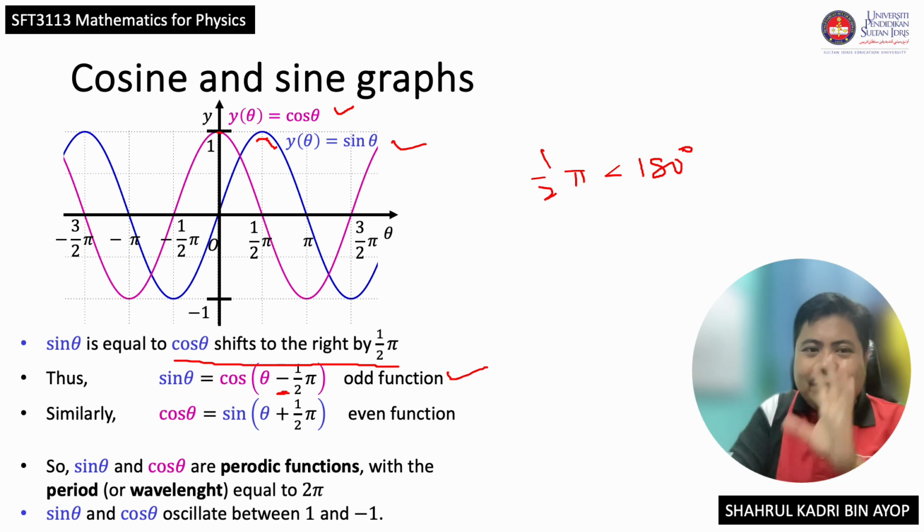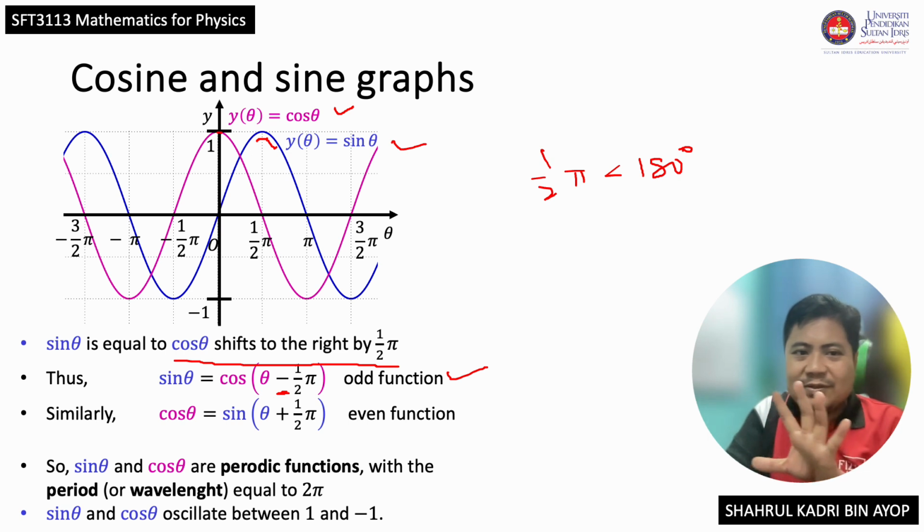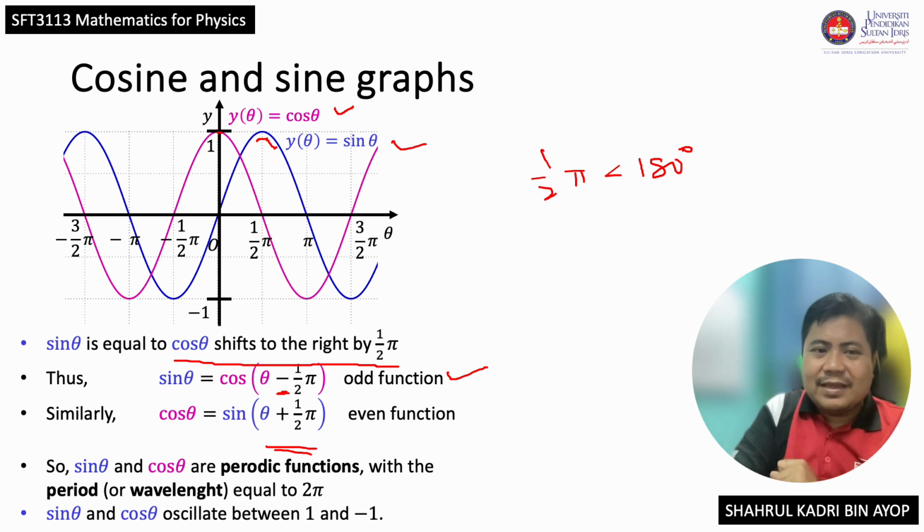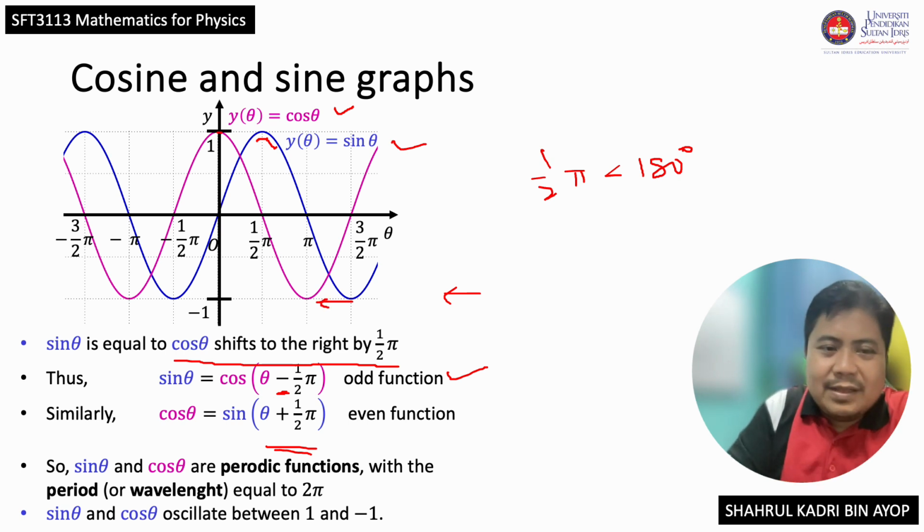Similarly, if you shift the sine to the left, that means you add to the argument, and you will get cos. If you shift the blue graph to the left by the proper value, you get the purple one. And cos is an even function.